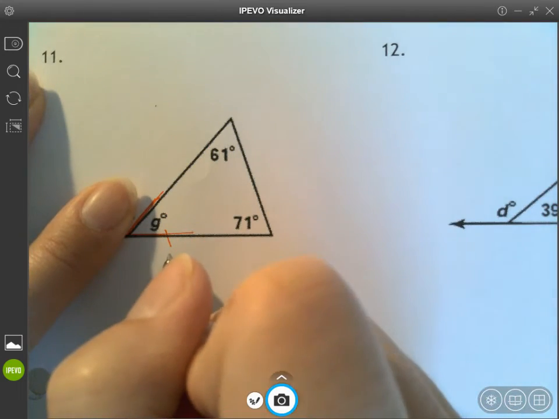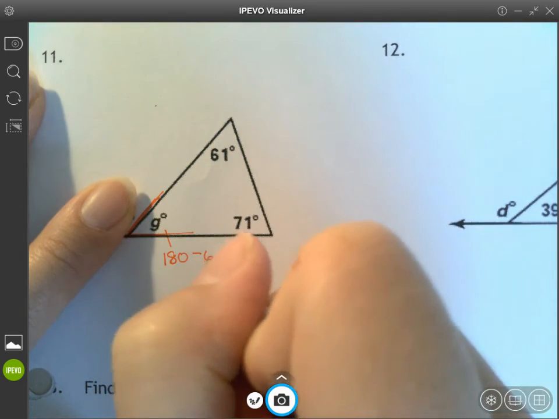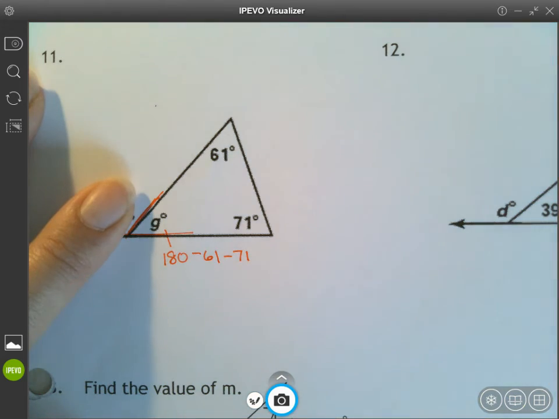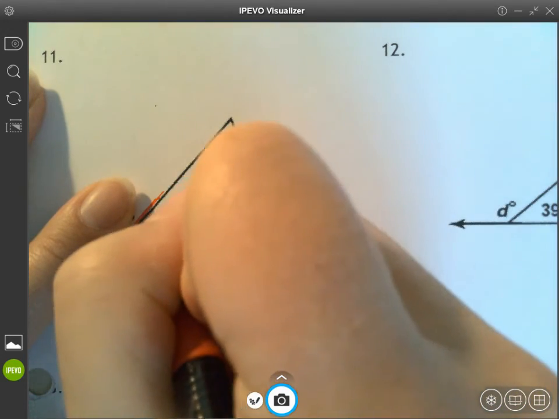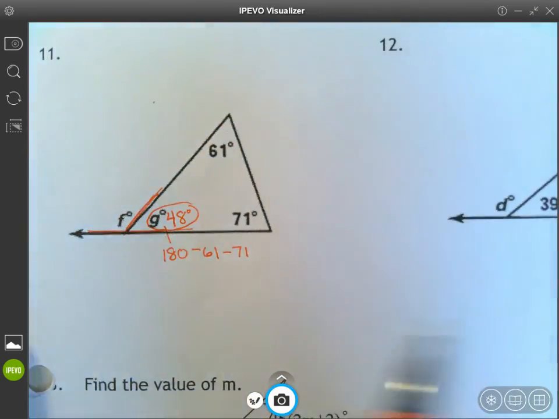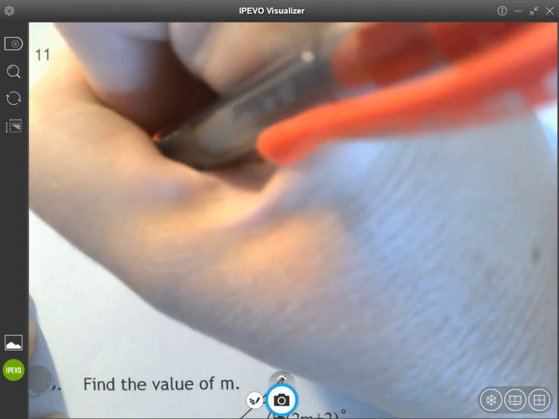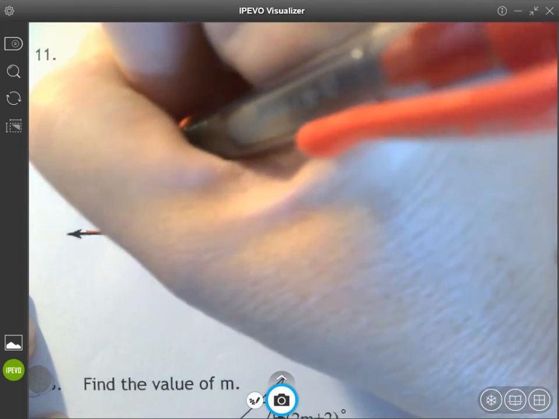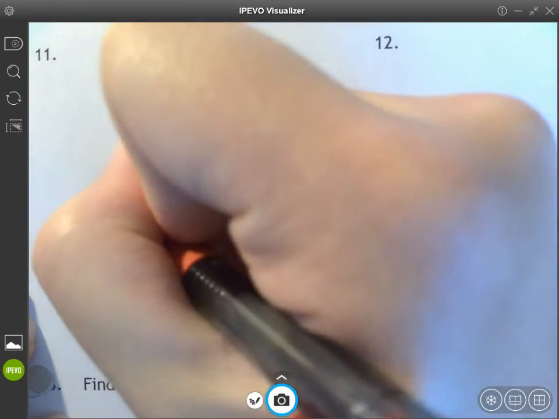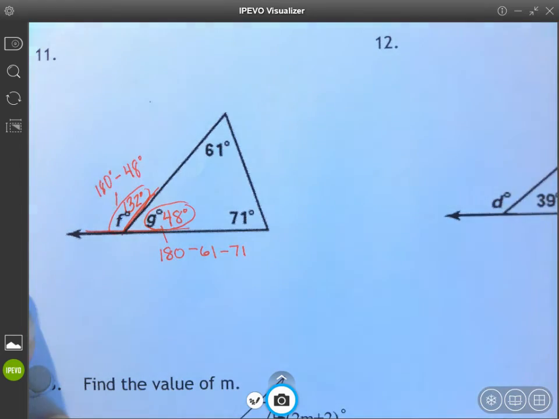Focus on the inside of the triangle. 180 degrees, take away what we know. What do we get? Inside, we get 48 degrees for G. Okay, then I'm back to that linear pair. So I would take my 180 degrees on a line and take away 48 degrees, and we should get 132.